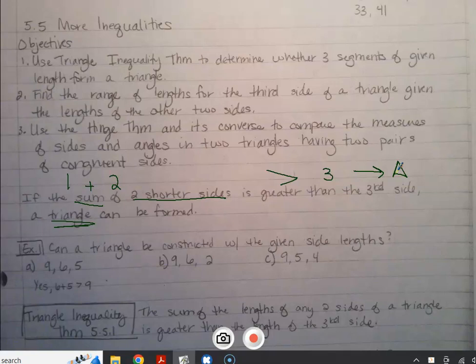All right, so if I look at example 1, we just want to know, can a triangle be constructed with these side lengths? So we've got 9, 6, and 5. So we take 6 and 5, and we add them together. It has to be greater than 9. Well, what is 6 plus 5? 11. So 11 is greater than 9, so yes, we can make a triangle.